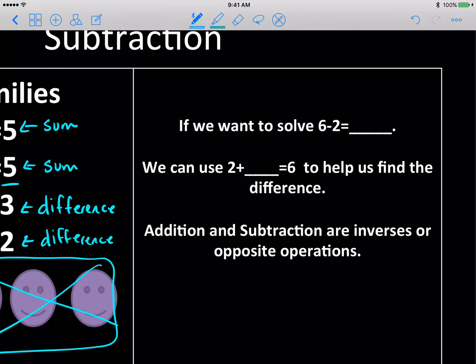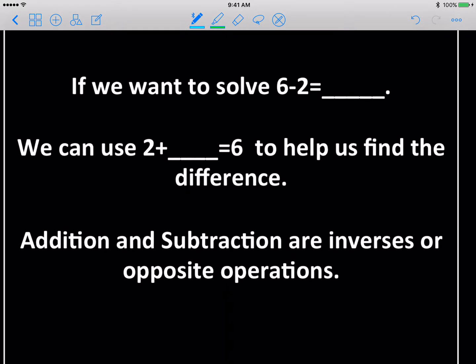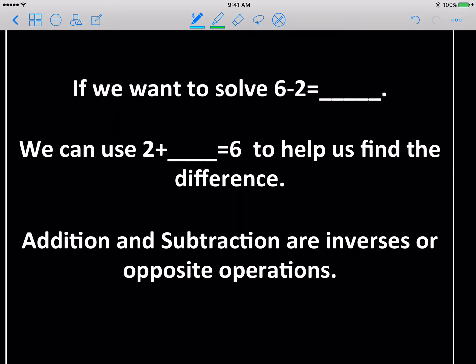So another way that we can relate addition and subtraction, if we want to solve 6 minus 2, we want to find the difference. 6 minus 2 equals something. The relationship between subtraction and addition is that we can use 2 plus something, and we know that that is equal to 6. So the sum in our addition problem is our largest number in our subtraction problem.